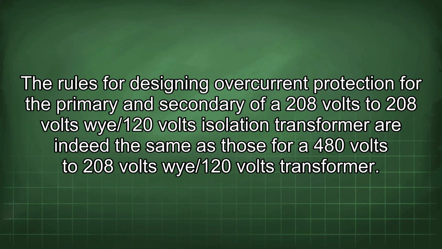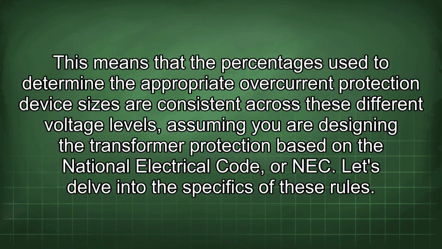The rules for designing overcurrent protection for the primary and secondary of a 208 volts to 208 volts Y/120 volts isolation transformer are indeed the same as for a 480 volts to 208 volts Y/120 volts transformer. This means that the percentages used to determine the appropriate overcurrent protection device sizes are consistent across these different voltage levels, assuming you are designing the transformer protection based on the National Electrical Code, or NEC.